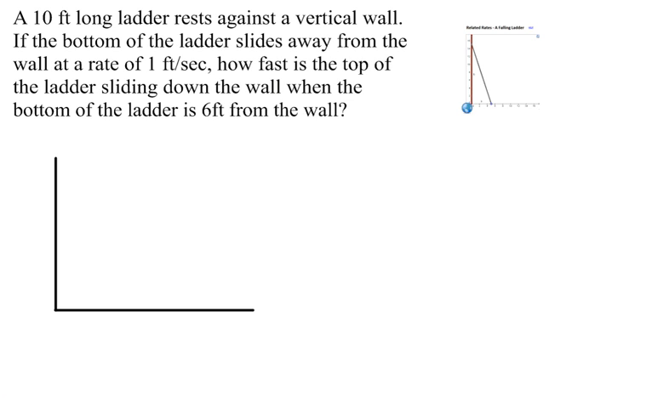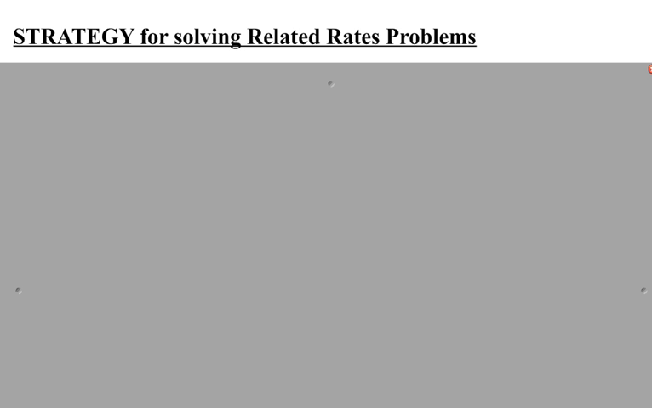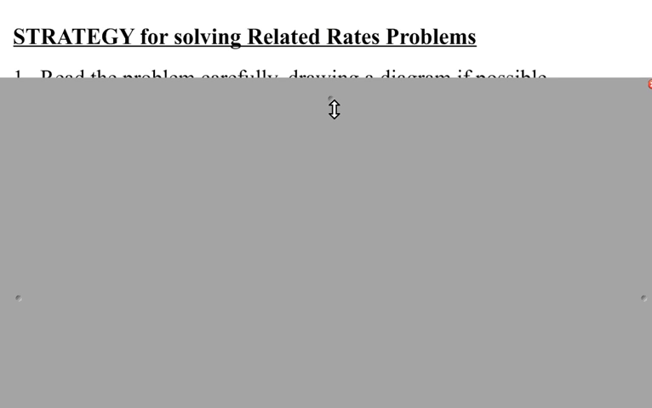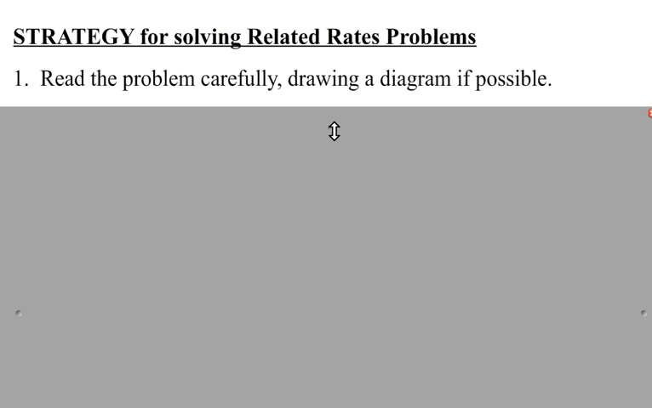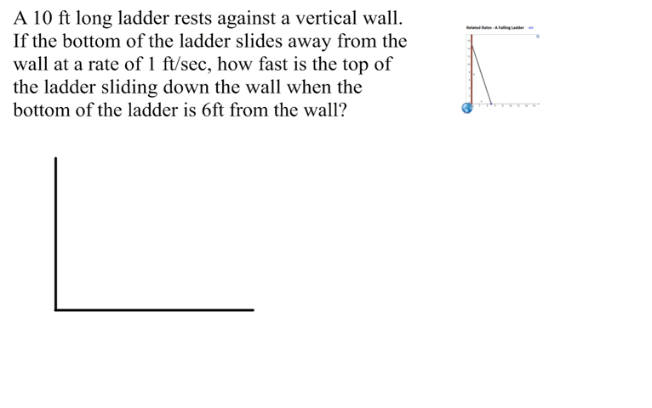All right, now as we do this problem, we're going to be looking at the strategy for solving any related rates problem, and we have a series of steps we're going to go through. Our first step is to read the problem carefully and draw a diagram if possible. All right, so let's go ahead and read this one. We're told that a 10-foot long ladder rests against a vertical wall.